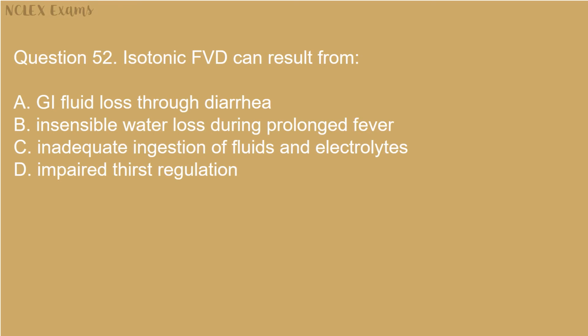Question 52. Isotonic FVD can result from A. GI fluid loss through diarrhea, B. Insensible water loss during prolonged fever, C. Inadequate ingestion of fluids and electrolytes, D. Impaired thirst regulation.